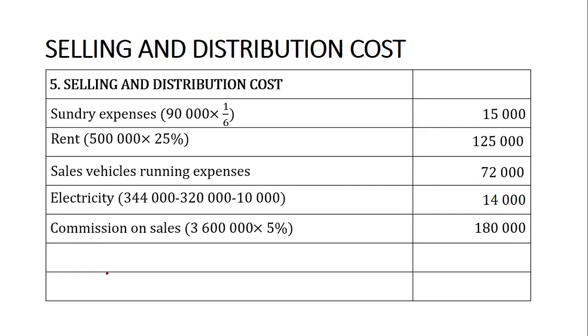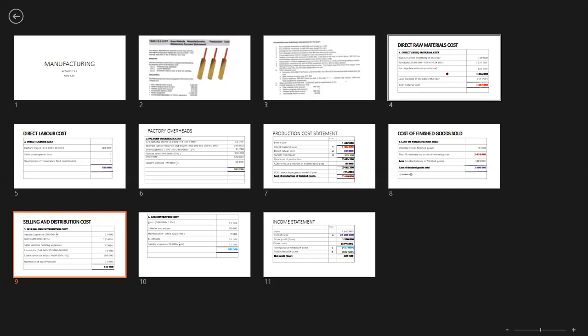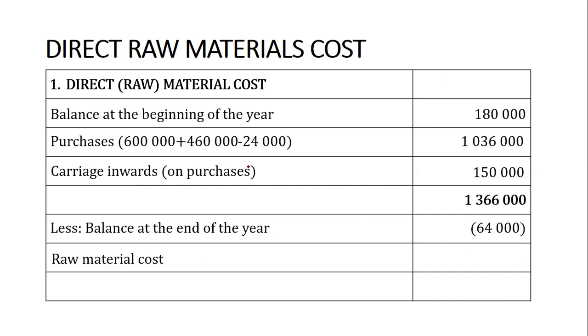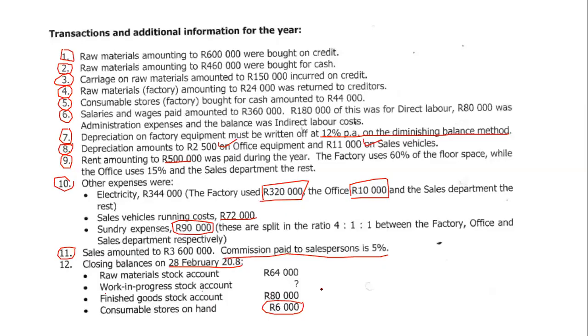Now just add depreciation of vehicles. Add these up, you will get 417,000. I'm going to go back to my raw materials. Raw materials, I still have to minus finished goods. And finished goods at the end of the year, the balance was 64,000. In this scenario, it was given to you. Here it is over here. They gave you balances at the end of the year.